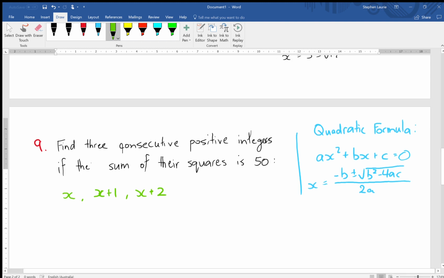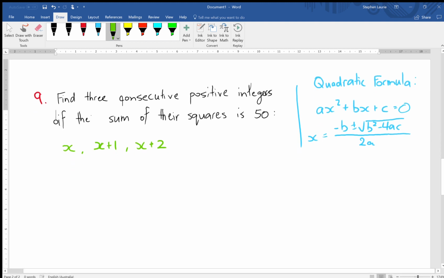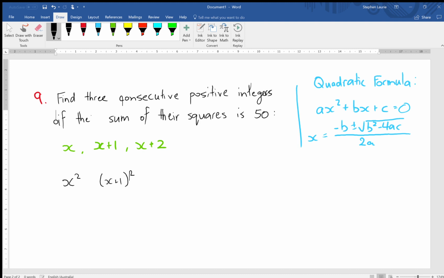Now the question tells us that each of these integers is squared. So we have x squared, we have x plus 1 all squared, then we have x plus 2 all squared. And these three numbers are added together and the result is 50.